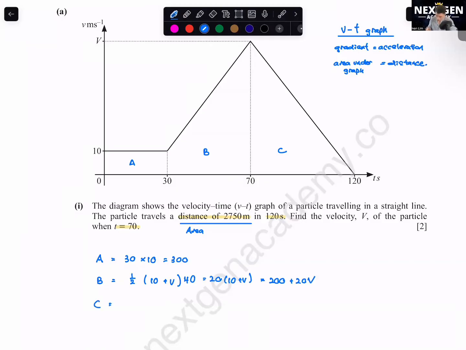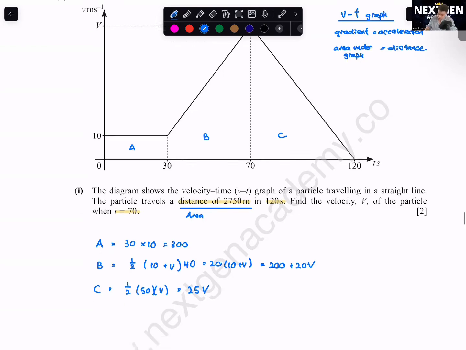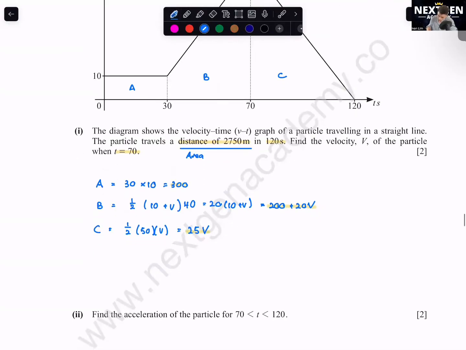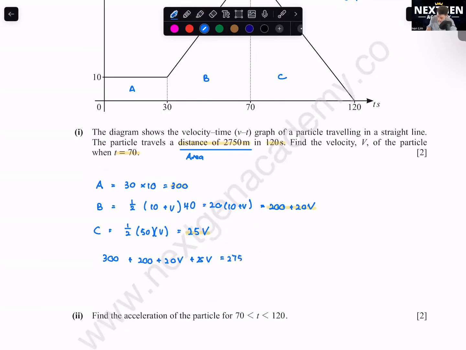C, this is a triangle, so half times base times height. Your base is equal to 50, so half times 50 times V. Okay, so here you will get 25V. Right? So add it all up together, and this is equal to 2750. 300 plus 200 plus 20V plus 25V is equal to 2750.